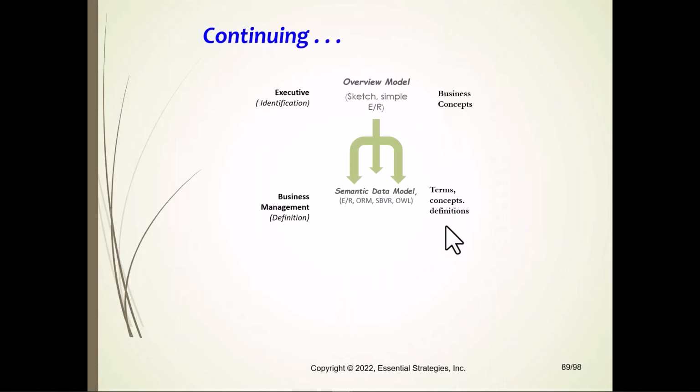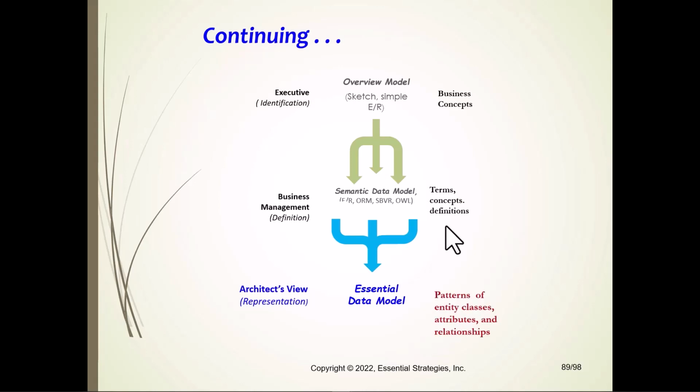So, continuing our previous model, before we took the single overview model and split it out into semantic models, now what we're going to do is consolidate them back again to a single essential data model. The architect's view is representation of the inherent underlying structure of the enterprise. It's in terms of patterns of entity classes, attributes, and relationships, and the vehicle is a consolidated entity relationship model. And all three of these are examples of what we're calling the conceptual data model.